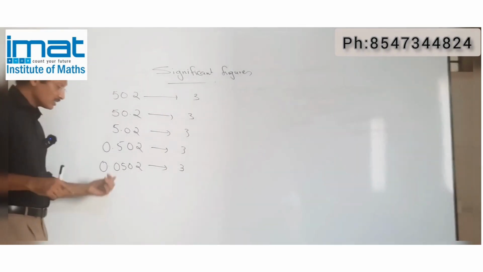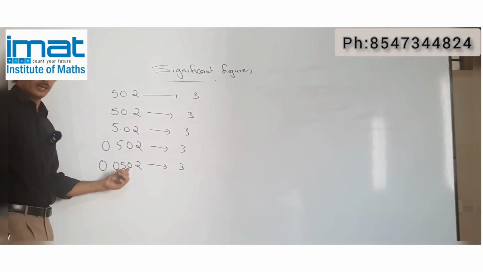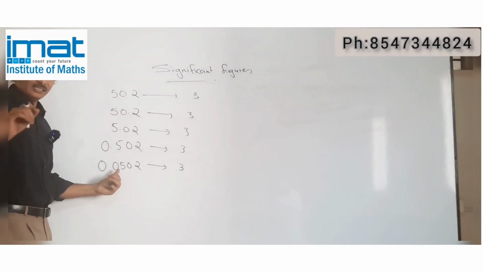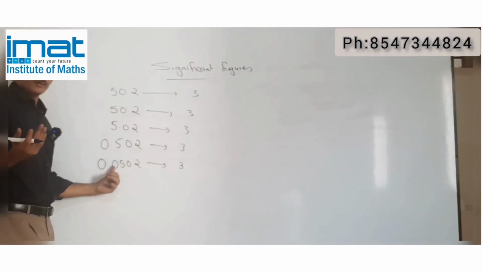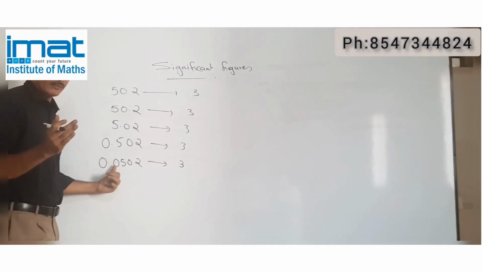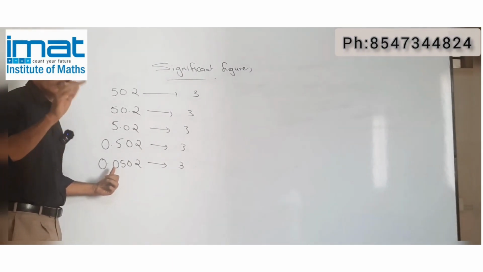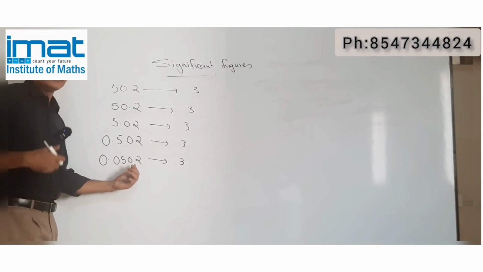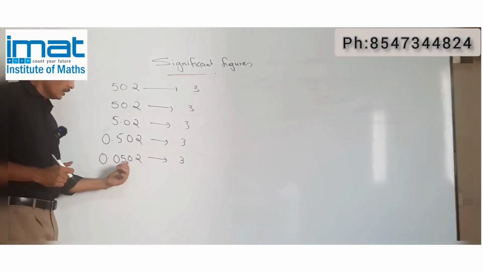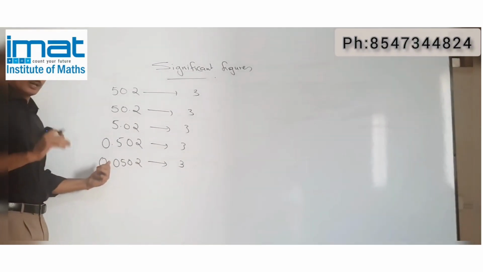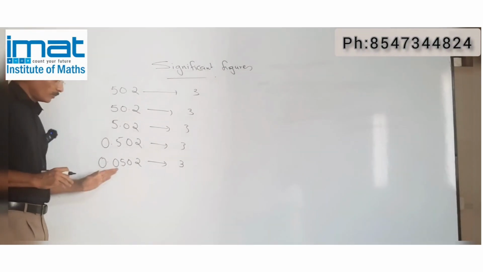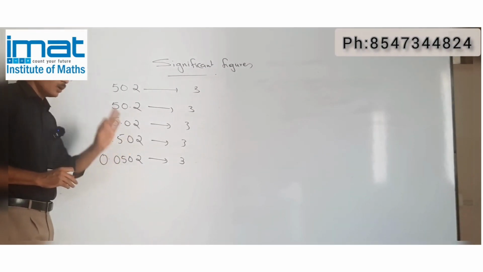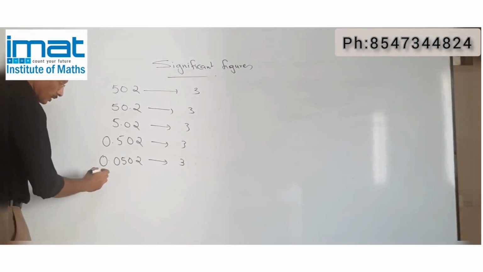So the question arises, can you count this 0? Yes, you can count the 0. Any 0 after the first numeral. First numeral means from 1 to 9. 1, 2, 3, 4, 5, 6, 7, 8, 9. Any number after that, if zeros are there, you can count that. But zeros before the first numeral are not counted. So how many significant figures are there in this? Only 3.